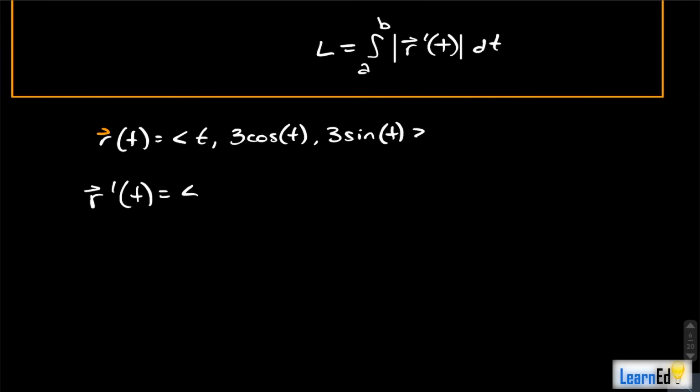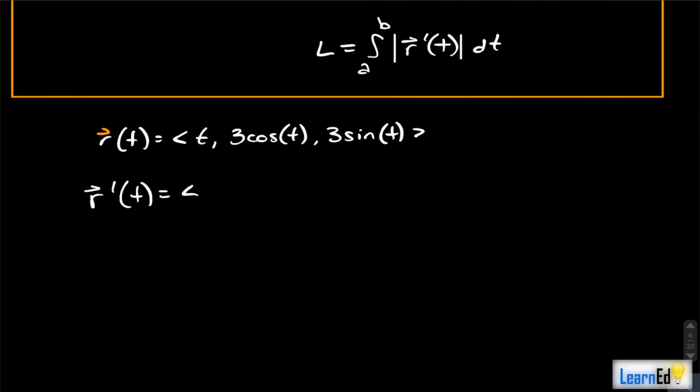And how do we take a derivative of a vector function? Well, all we have to do is take a derivative of each component. That seems pretty intuitive. It doesn't matter that they're all separated; we just take a derivative separately. So r prime of t: the derivative of t is 1. The derivative of 3 cosine t is negative 3 sine t. And the derivative of 3 sine t is 3 cosine t. All right, great. We have r prime of t.